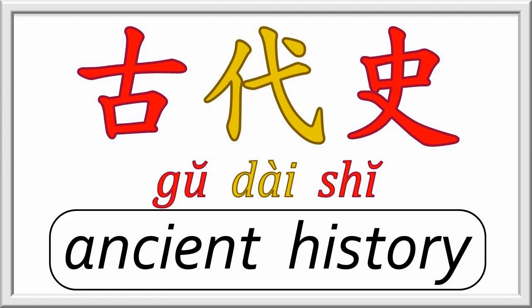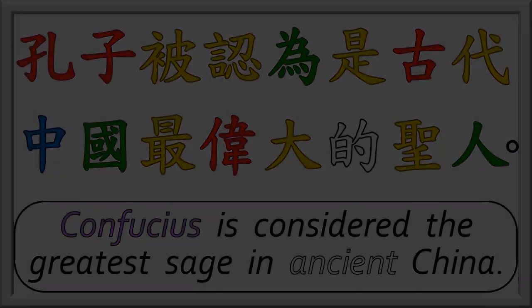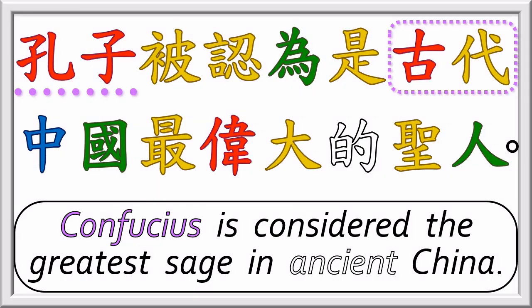Ancient times, or antiquity, is naturally 古代。古代史 ancient history. 孔子被认为是古代中国最伟大的圣人。Confucius is considered the greatest sage in ancient China. When discussing ancient Chinese history, it's inevitable that the name Confucius will come up. So I've included the character 孔 for his family name. Confucius is the Latinized spelling of 孔夫子, an honorific title commonly used in the Western world.